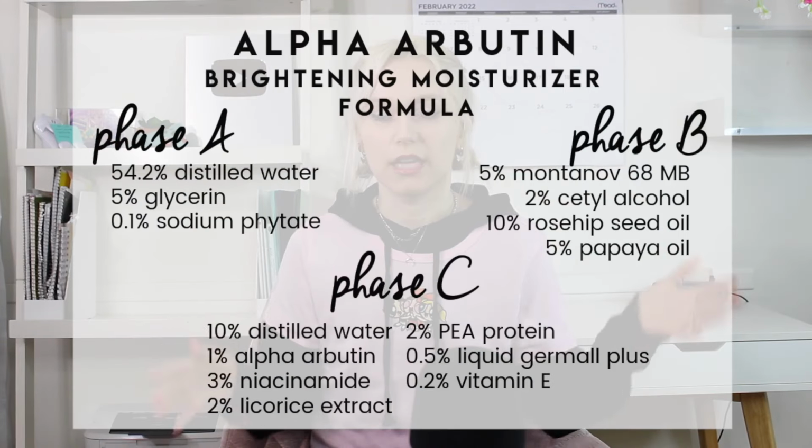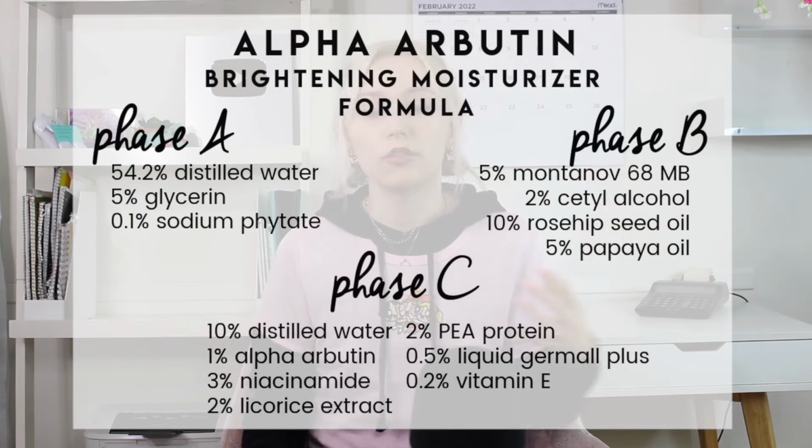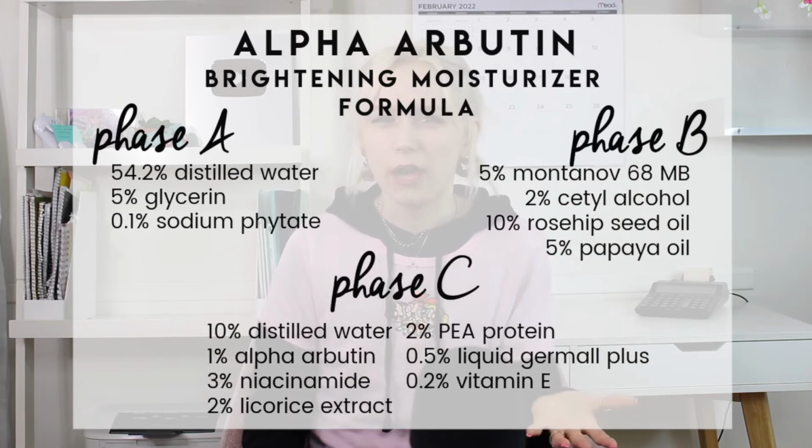There's a lot of different variables that go into this, and it might be kind of hard to explain, but I'm going to do the best that I can to explain it to you guys. This is what a formula looks like, and as you can see, it's broken up into multiple different phases. So why do we do this?